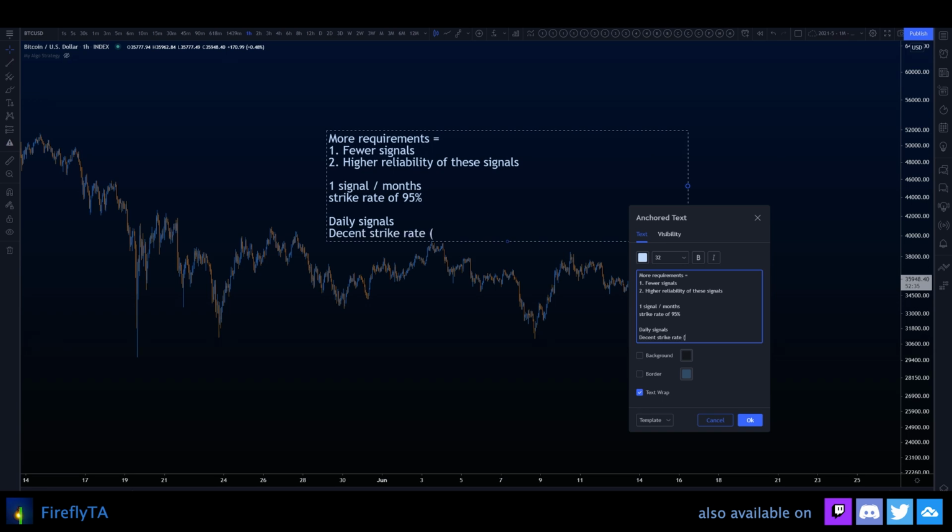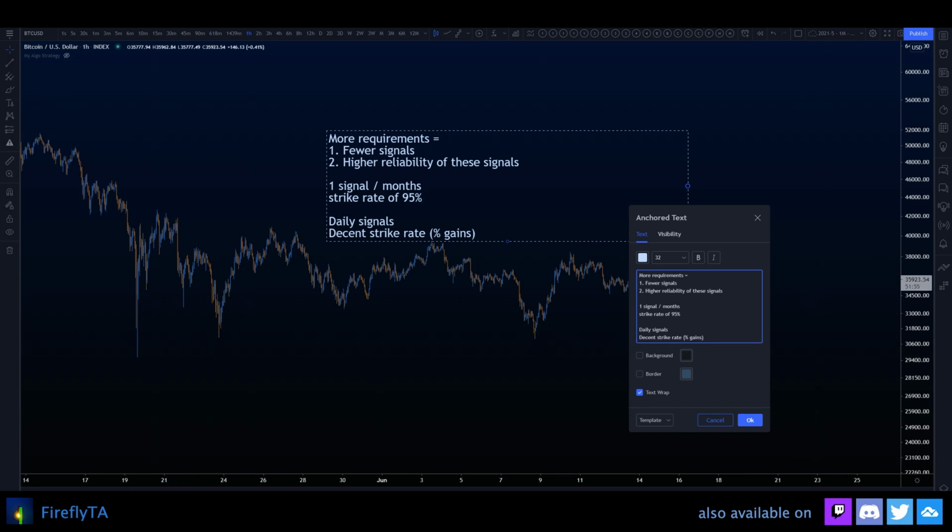Decent strike rate in terms of gains, right? Not just a trade that worked out, but it has to be profitable for you, because you can have 8 wins and 3 losses and still lose money when the losses are higher than the profits you gain from the wins. So you have to be very careful about that and always monitor how your strategy is performing.